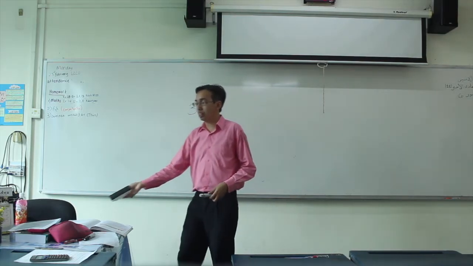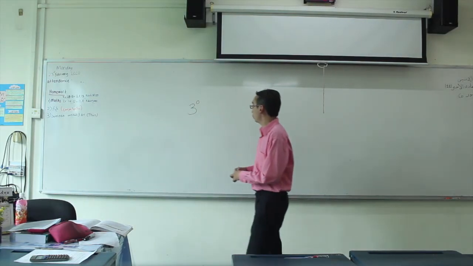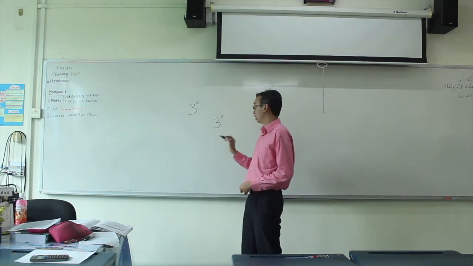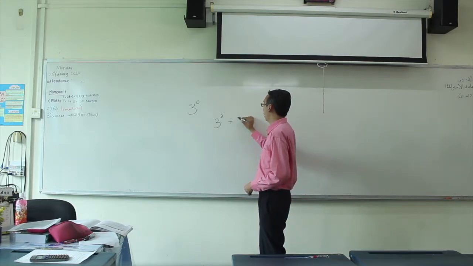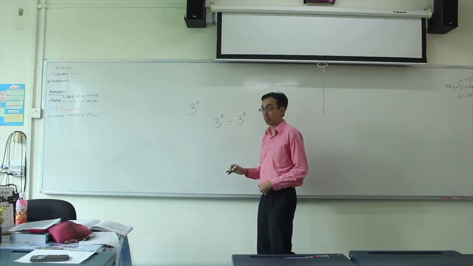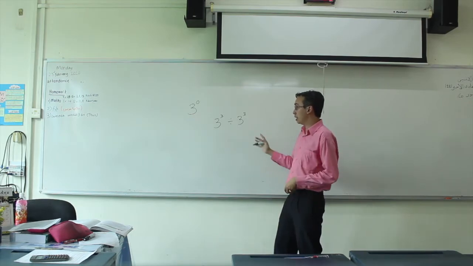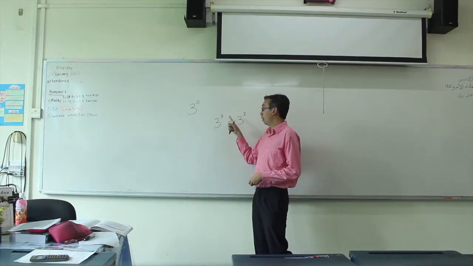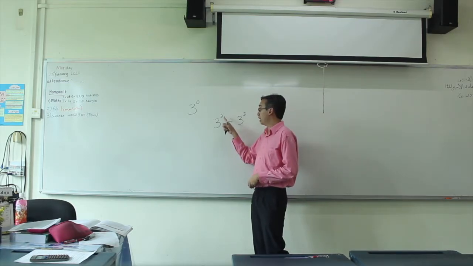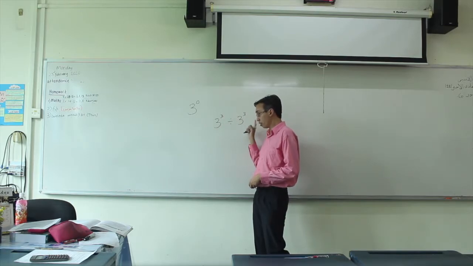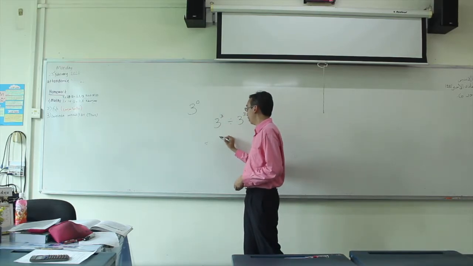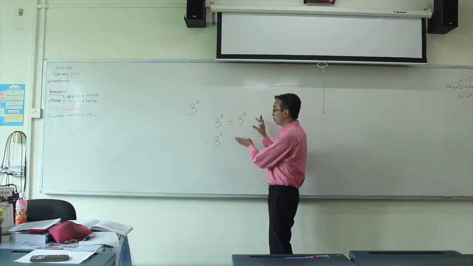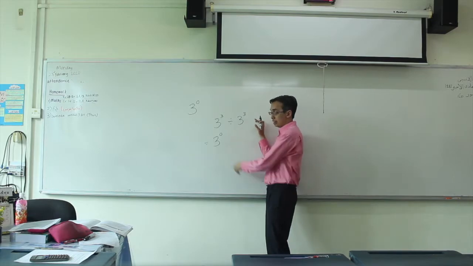we need to make use of what we learned in the laws. For example, if I want to divide 3 cubed by 3 cubed. We learned in the law that if the base is the same, when we want to divide, law number 2, we need to subtract the powers. So we have 3 to the power of 0. So we know that 3 cubed divided by 3 cubed is 3 to the power of 0.